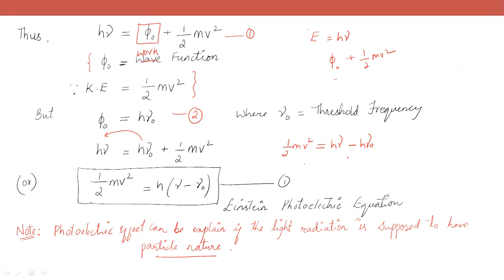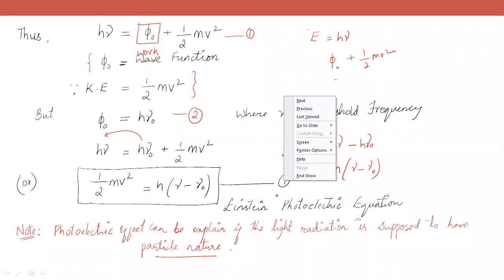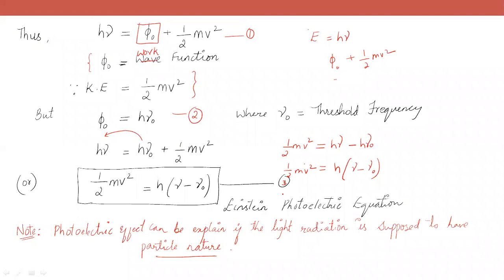So now here the common term is h, right? On simplification, you'll get 1 by 2 mv square is equal to h into nu minus nu naught. That's what I have written over here. This particular equation, just number it as equation number 3. So this equation is called the Einstein photoelectric equation.